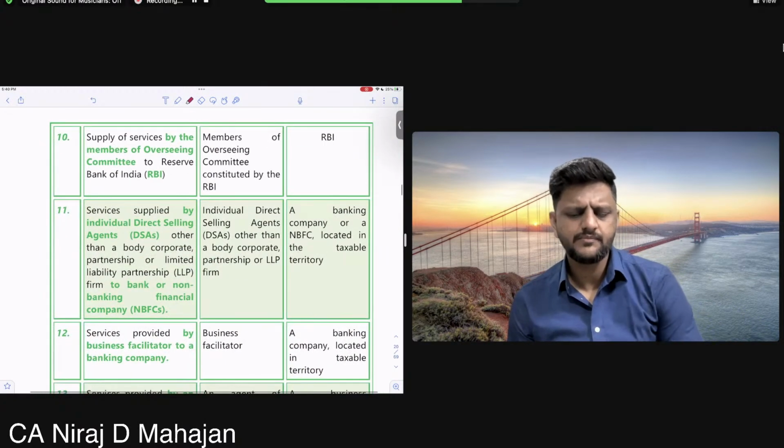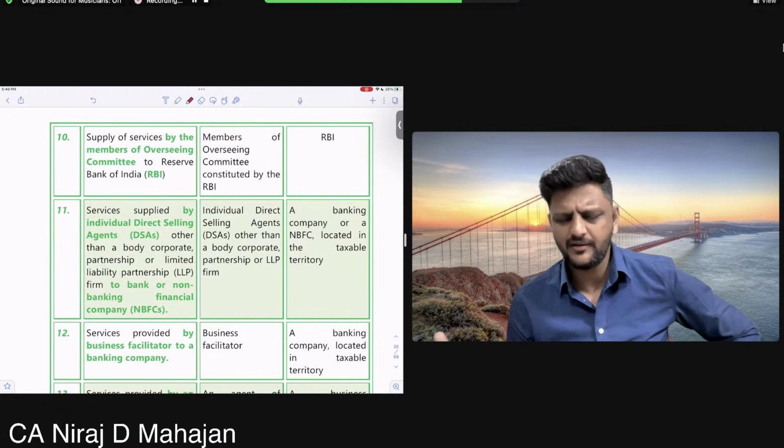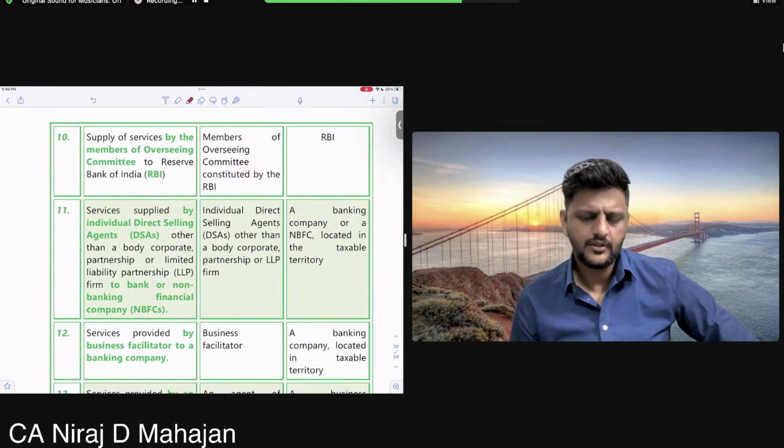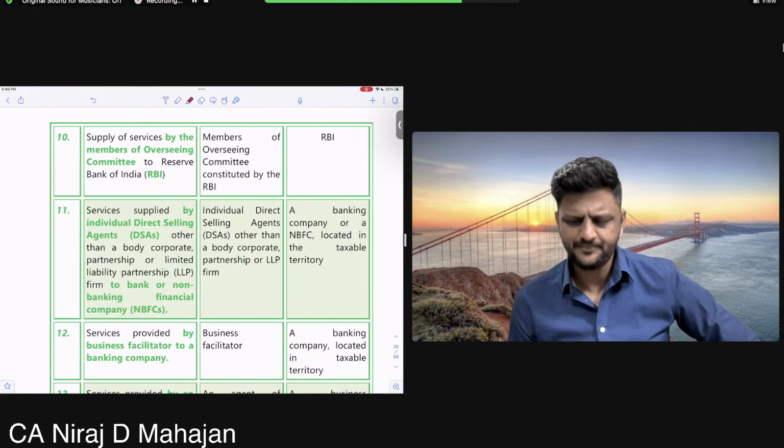Supply of service by the members of overseeing committee to RBI. Again, some banking rules, regulations, banking transaction or banking services. Okay. Members of overseeing committee to RBI. Reverse charge. RBI will pay the tax.